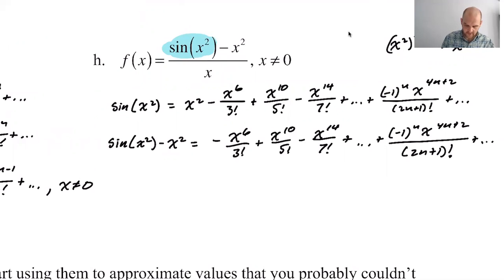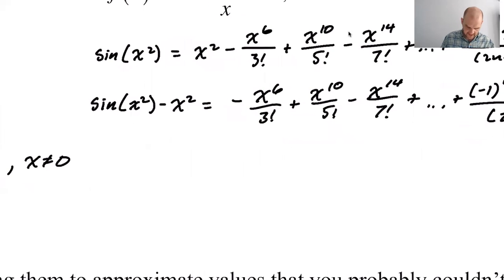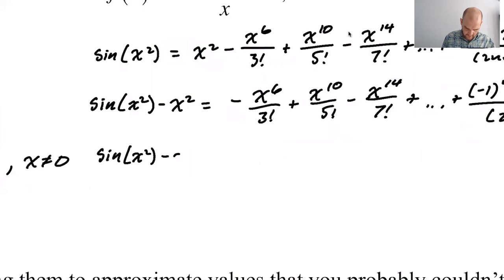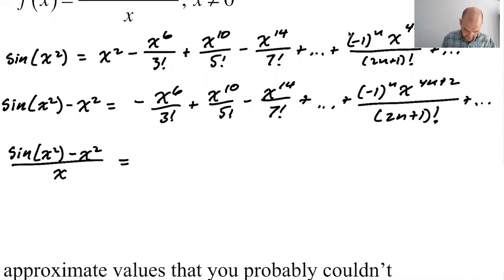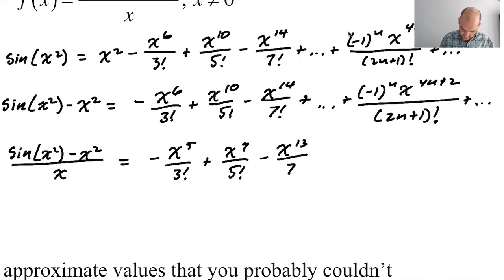Now, remember, our goal is to get this. So we're going to divide everything we see by x. So sine of x squared minus x squared divided by x: every single term gets divided by x, right? So now we'll have minus x to the 5th over 3 factorial, plus x to the 9th over 5 factorial, minus x to the 13th over 7 factorial, plus dot, dot, dot.